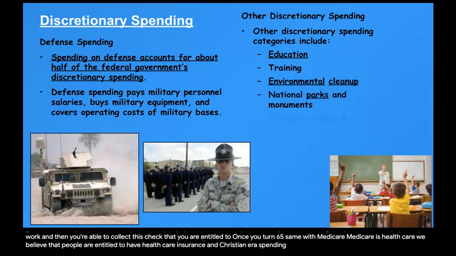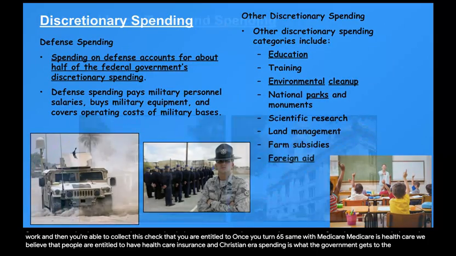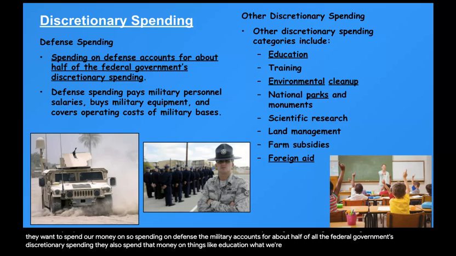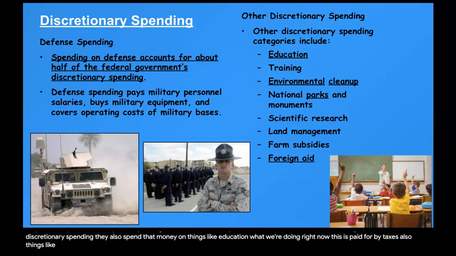Discretionary spending is what the government gets to decide what they want to spend our money on. So, spending on defense, the military, accounts for about half of all the federal government's discretionary spending. They also spend that money on things like education, what we're doing right now. This is paid for by taxes. Also, things like environmental cleanup, our national parks, roads, police, firefighters, farm subsidies, foreign aid, all of these things are paid for by tax dollars.